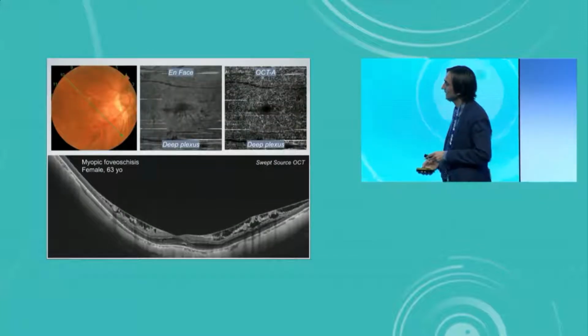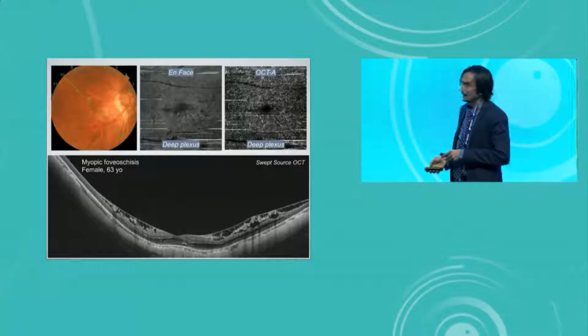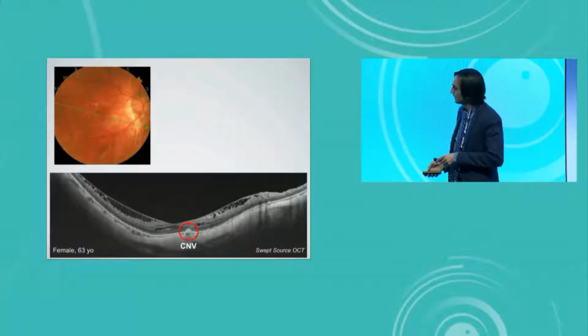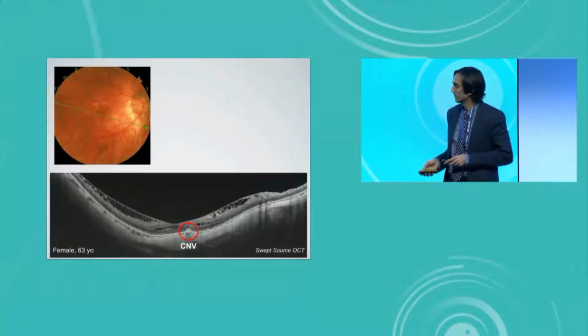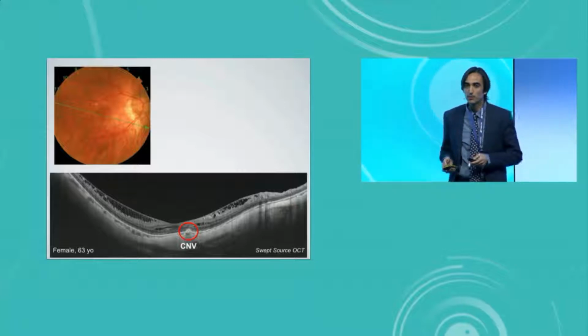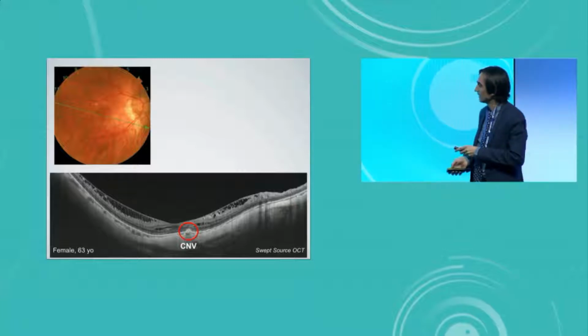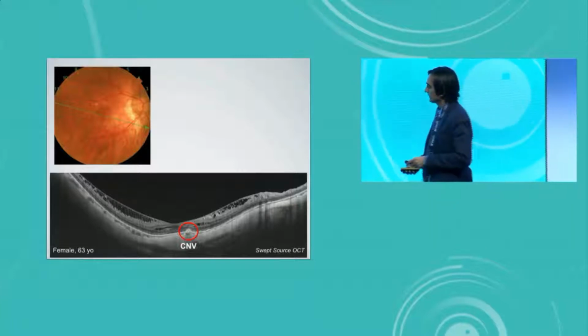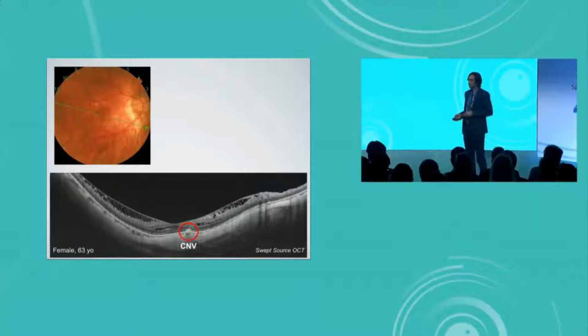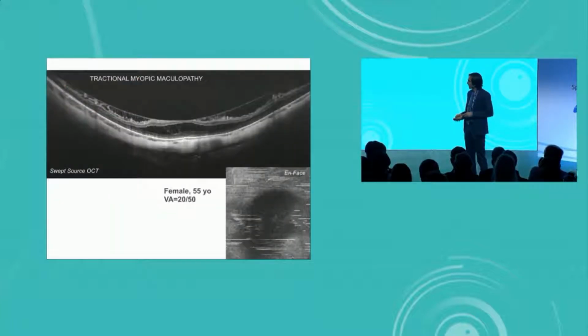This is a case of myopic foveoschisis that later on developed a small focus of choroidal neovascularization that was treated with anti-VEGF therapy. It's possible to have concurrent disorders, to have foveoschisis, some vitreoretinal interface disorders, and some choroidal neovascular membranes as well.